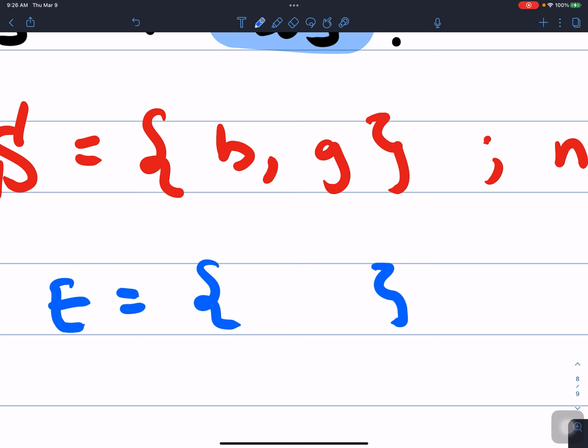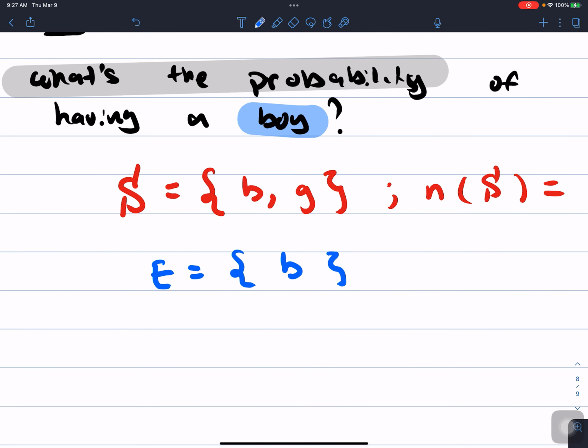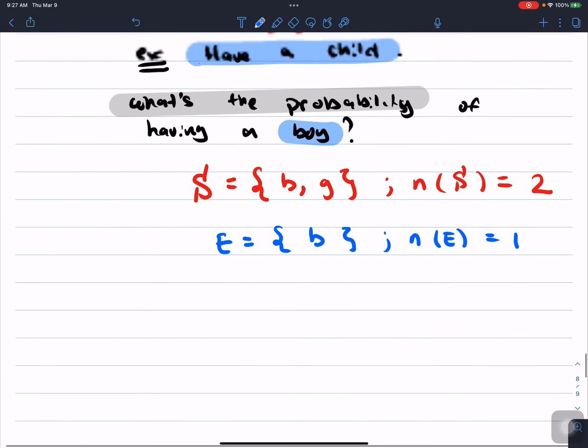What do you guys think? Which outcome consists of having a boy? No, I'm before that. Which outcome is for a boy? Boy. The B. Okay. It's just reading your list. Okay, what now? How many outcomes are there? 1. Good.